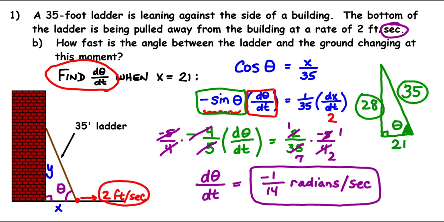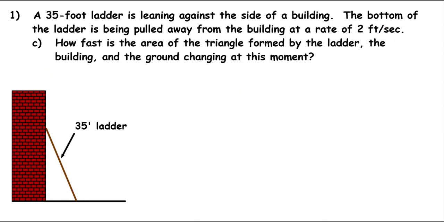All right, that's part B. And finally, we have one more thing to answer about this ladder coming down the wall. 1C wants to know how fast is the area of the triangle formed by the ladder, the wall, and the ground. In other words, this triangle right here, how fast is its area changing at that moment?